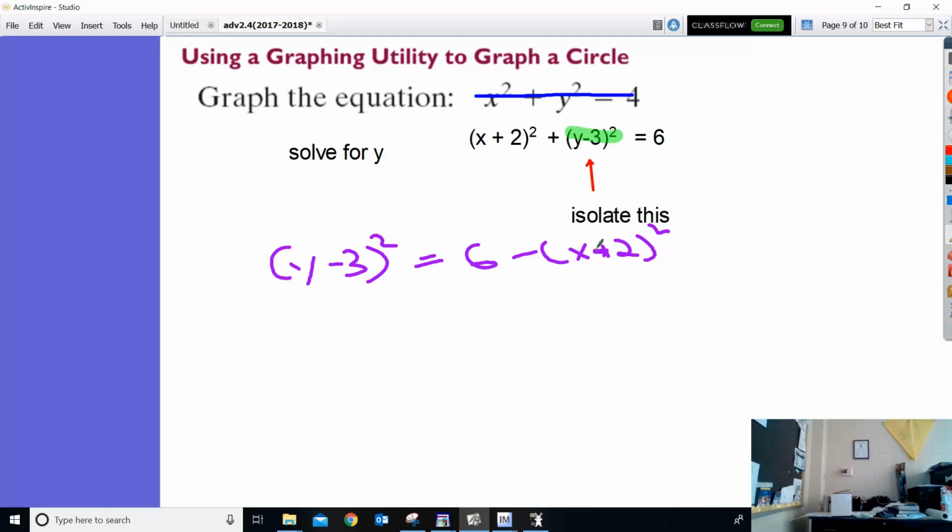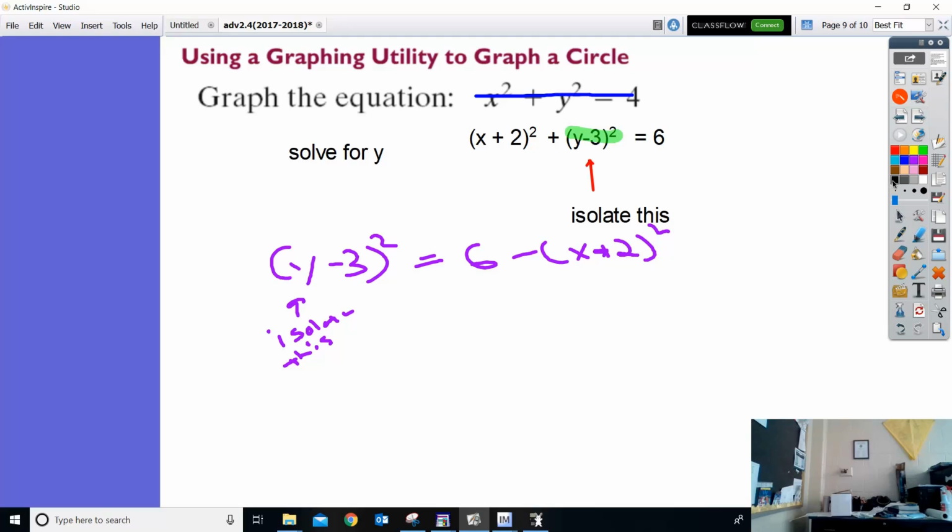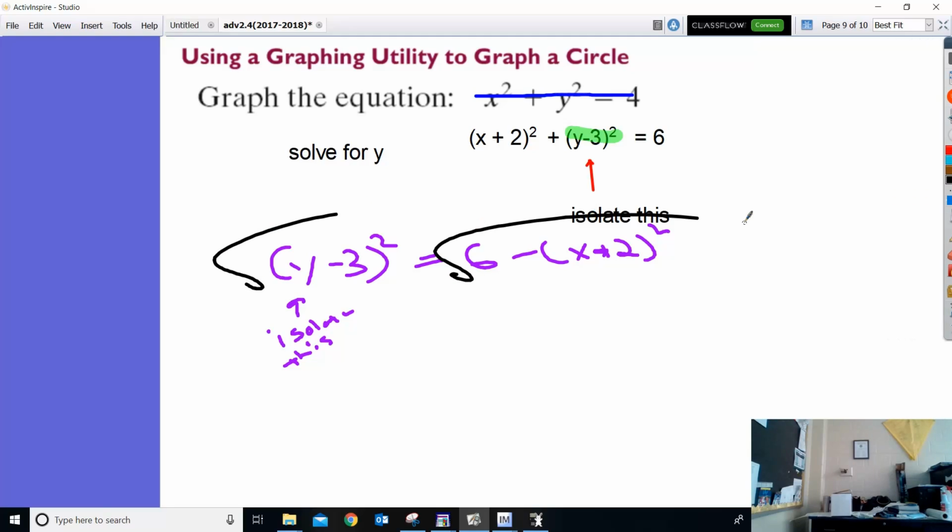That's isolated. So now I want to isolate this. It's going to take 2 steps. 2 steps only. What's one step? Square roots. You know what happens on the left. Kids are very guilty of doing what they think happens on the right.